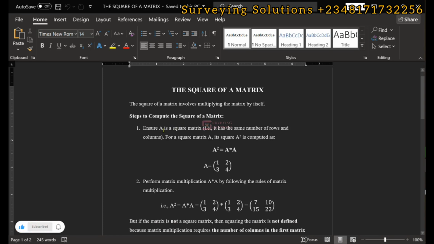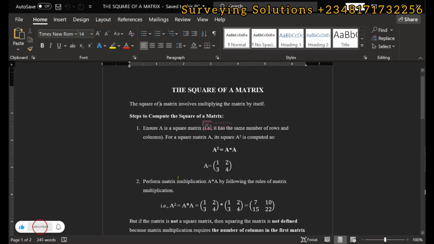Now if you want to find the square of a matrix, it is actually multiplying the matrix by itself, right? Good. And then you know that there are conditions for two matrices to be multiplied, right? Good. So the first step is that ensure that A is a square matrix. That means it has the same number of rows and the same number of columns, just like we have 2 by 2, 3 by 3, 4 by 4 and the rest of that. So for a square matrix A, A squared is computed as this. So it will now be A multiplied by A.